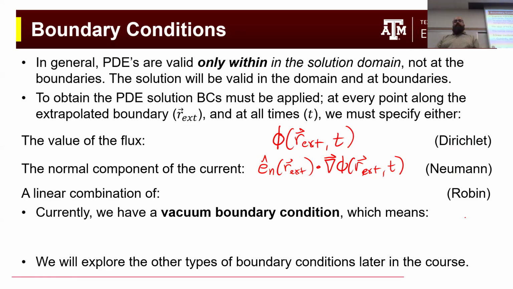And then a Robin boundary condition is a combination of the two, where you're given some combination of the flux at that surface and the current, at all times t.